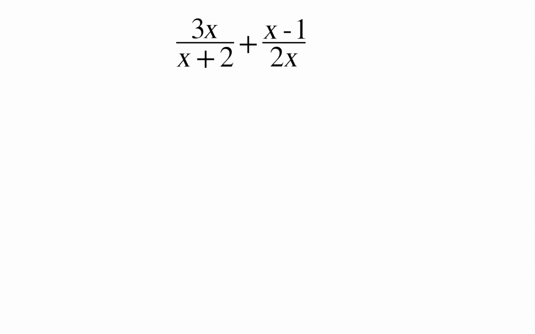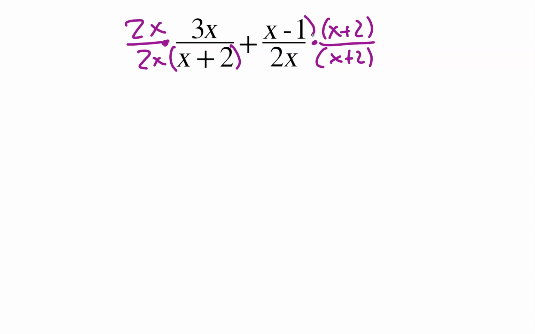So what can we do? Again, just like we do with the fractions, if I have different denominators, I need to look at the other denominator. This one has x plus 2, this one has 2x. I need to get the same factors on the denominator of both. So this one has x plus 2, I'm going to multiply by 2x. And whatever I do on the bottom, I have to do on the top so that I'm multiplying by 1. On this side, it's missing the x plus 2, so I'm going to multiply by x plus 2 on the top and the bottom.